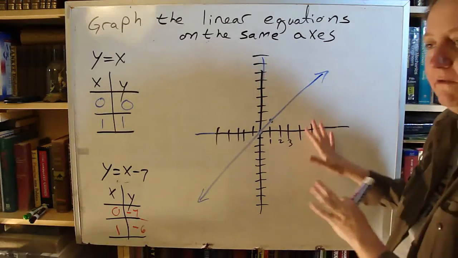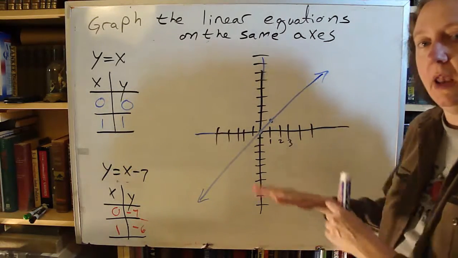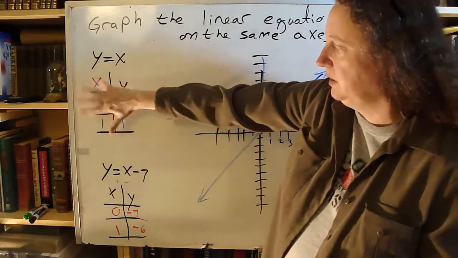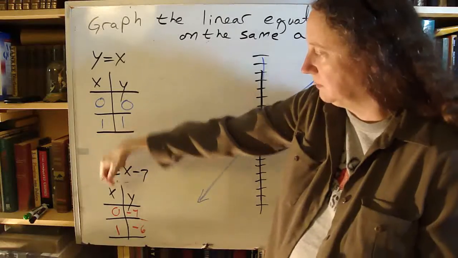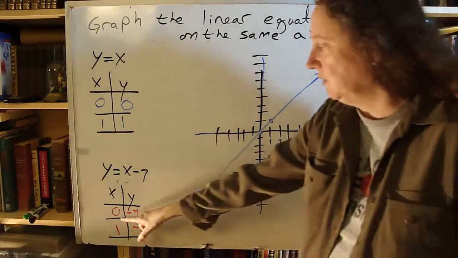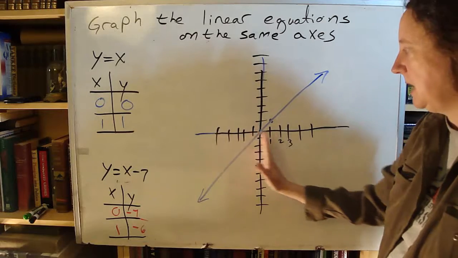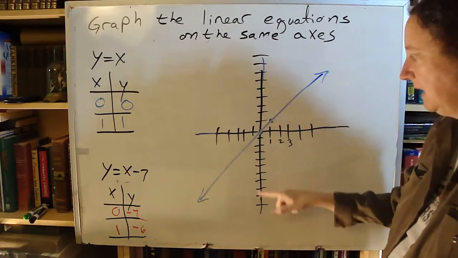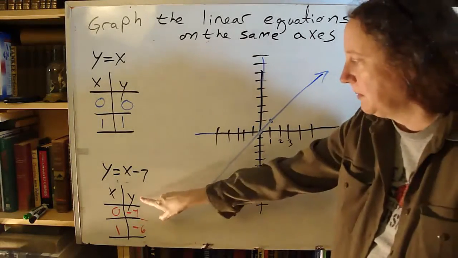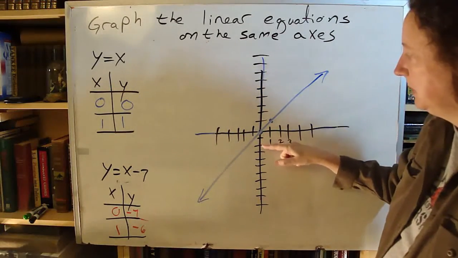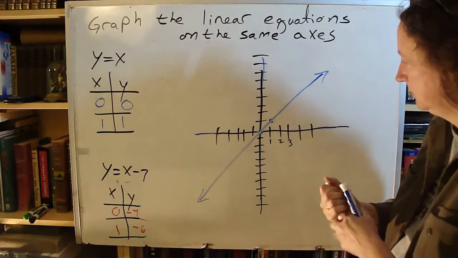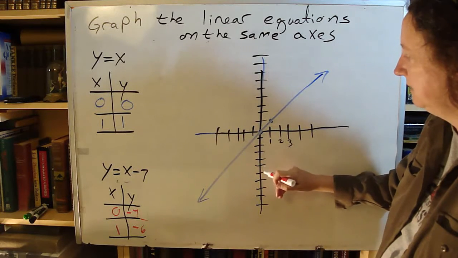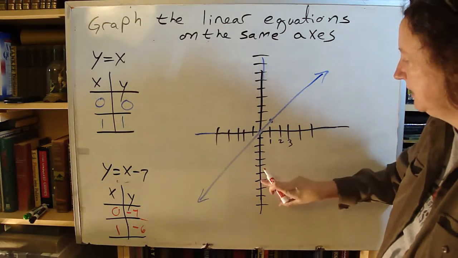Now that I've finished that first equation, I can move to the second one. So now I'm completely ignoring the first one, and looking only at the second one. I have 0, -7. So 0 in my x means I move left and right 0 places, so it's going to be on that axis. My y is -7, so I'm going down 7 places. 1, 2, 3, 4, 5, 6, 7. It's going to be right there.